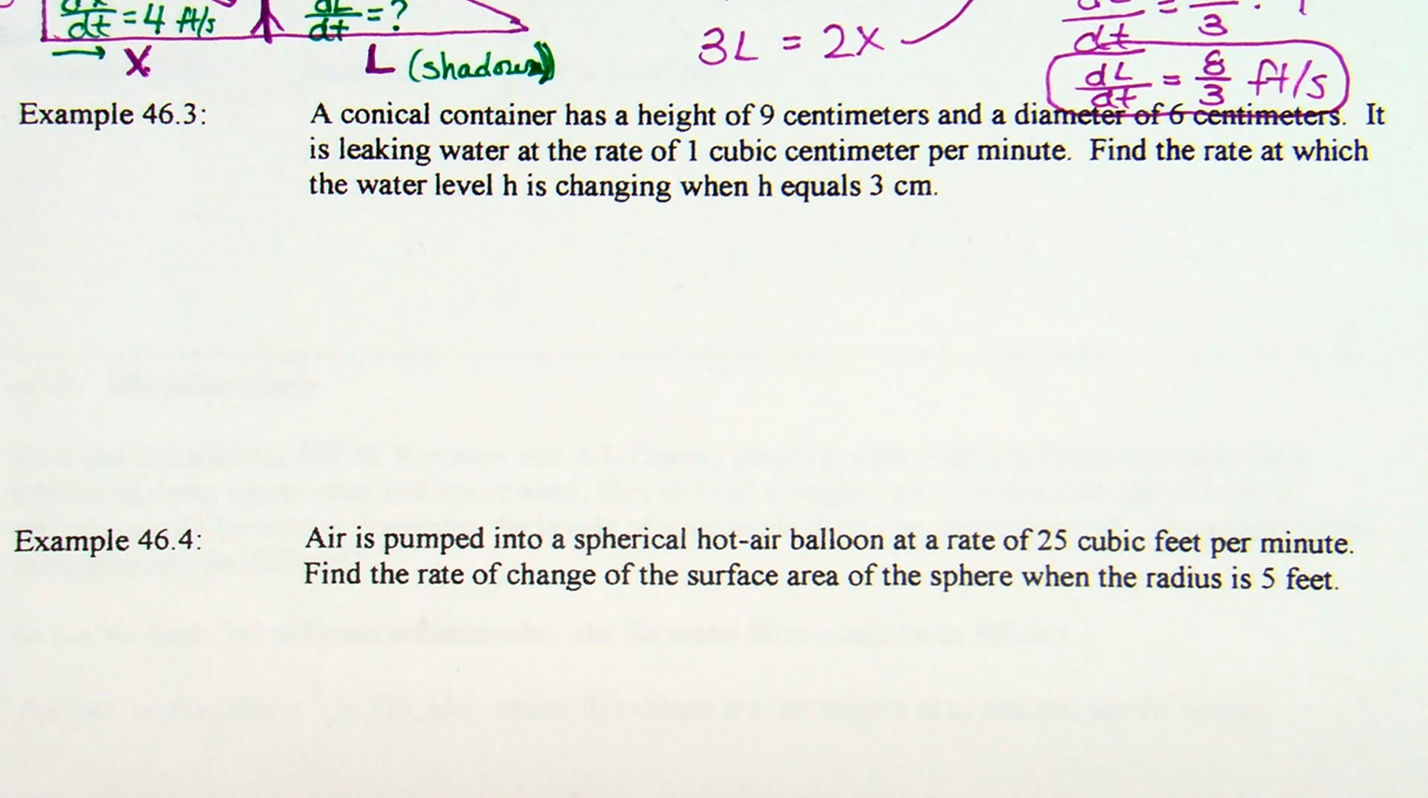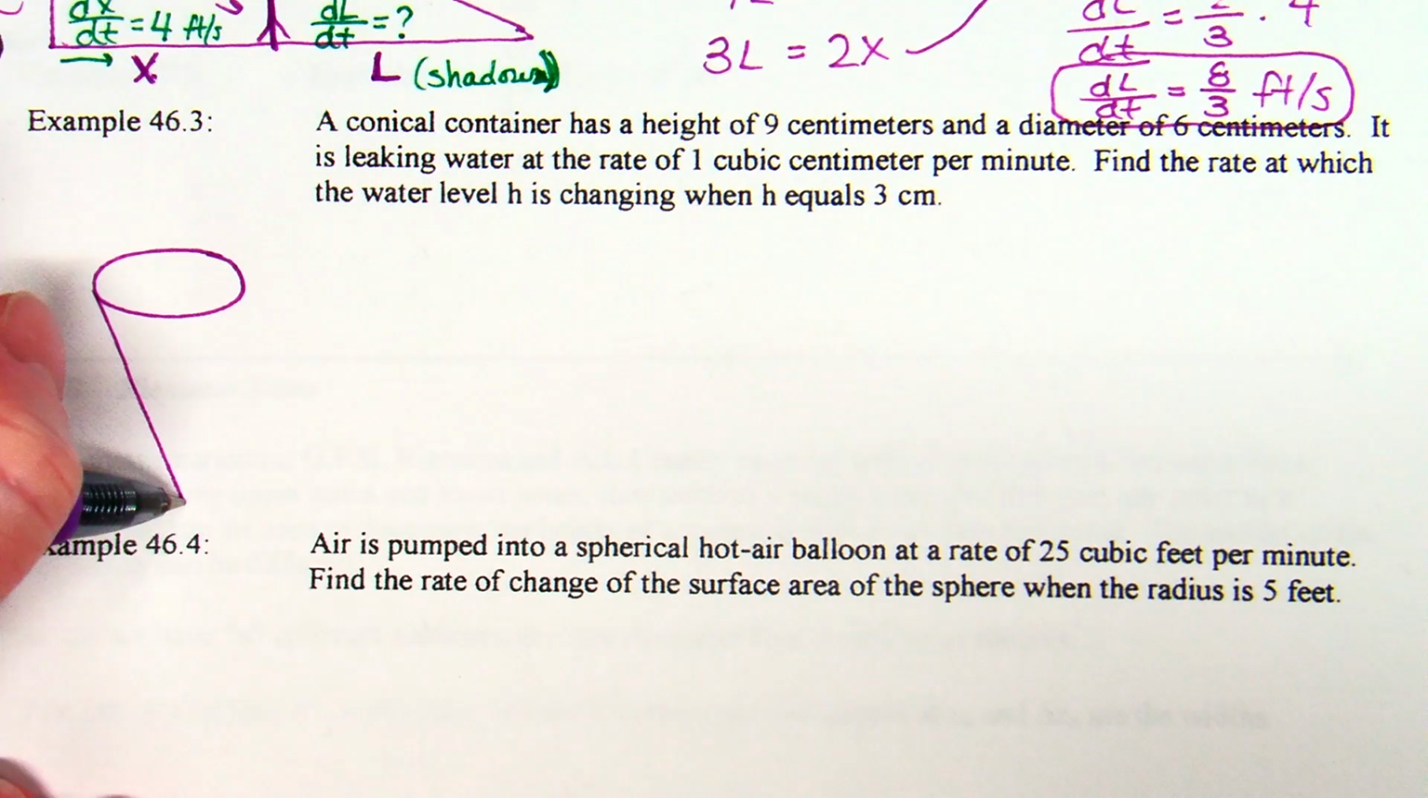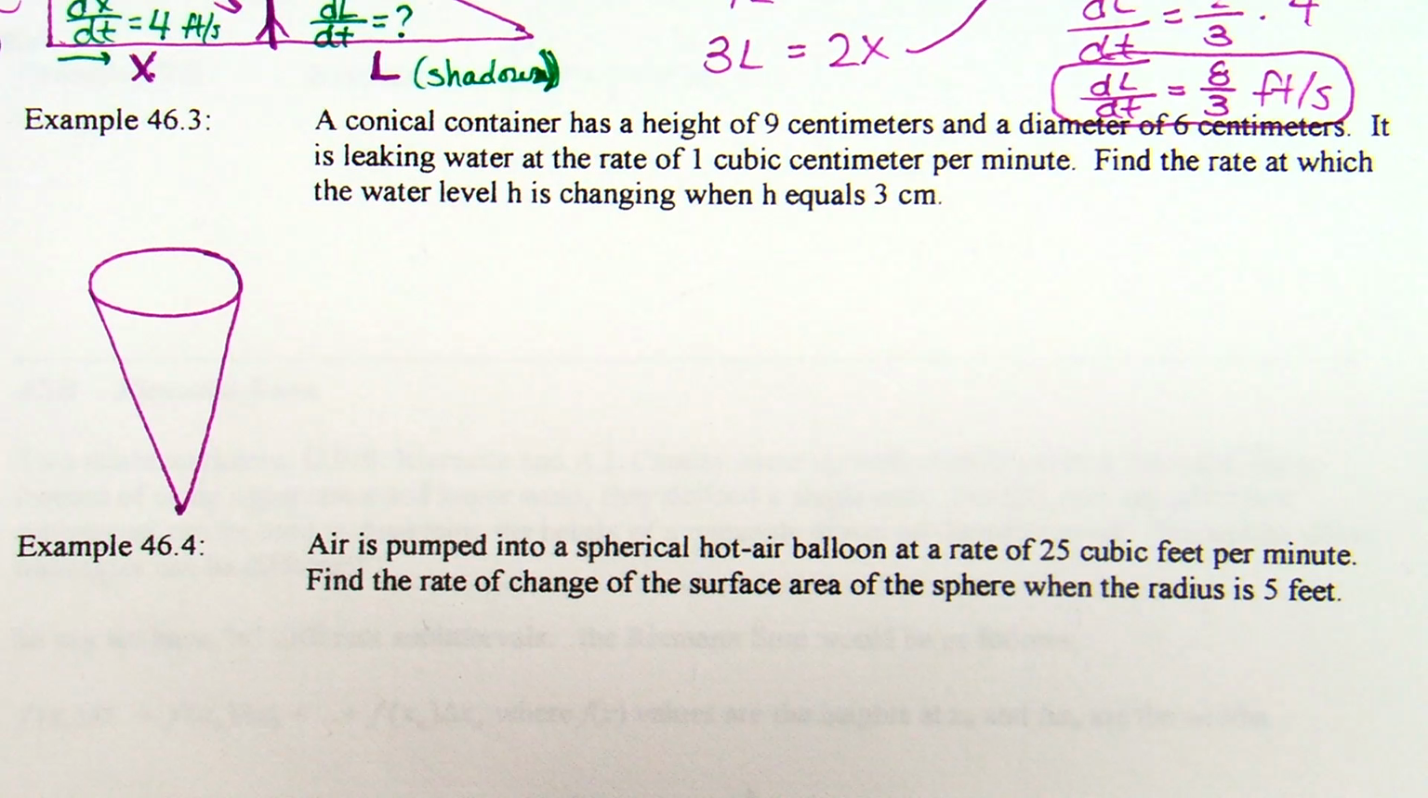So, first of all, I want to draw a picture like I did in the others. It's a conical container, so I'm going to be drawing a cone. And since we're talking about a cone holding water and leaking water, I'm drawing an upside down cone. Now, as we look at the cone, it says it has a height of 9 centimeters. And when it talks about height, that goes straight up the middle.